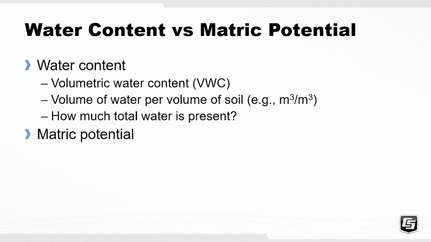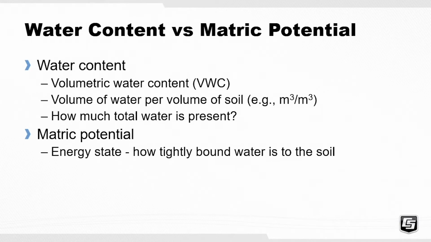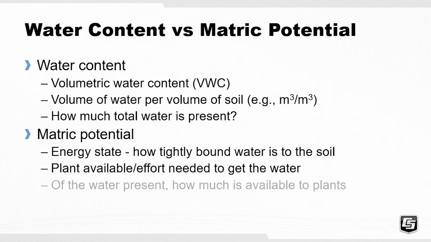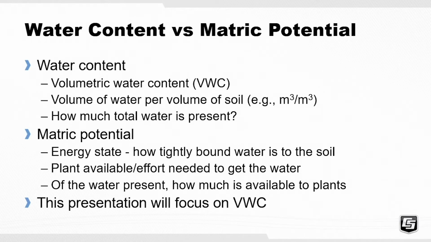In contrast, matrix potential is an energy state, so how tightly bound is the water to the soil, and this depends on a few things. The volumetric water, the total water present, but also the electrical and physical properties of the soil type. An easier way to think of this might be that this is the plant available water, or how much effort is needed on the part of a plant to get water from the soil. This presentation will focus on volumetric water content and an introductory level understanding of some of the methods of measuring water content.